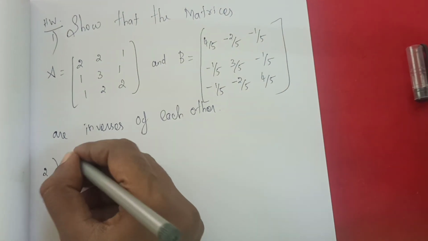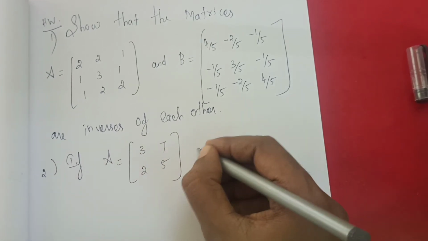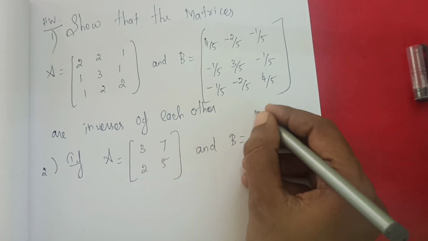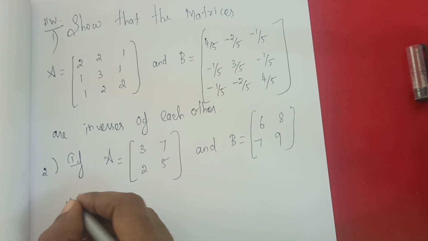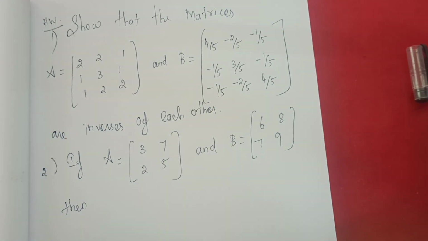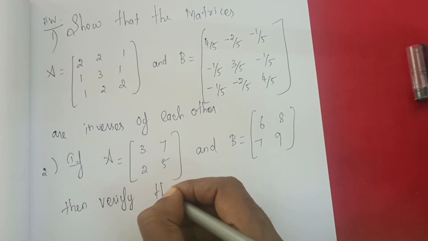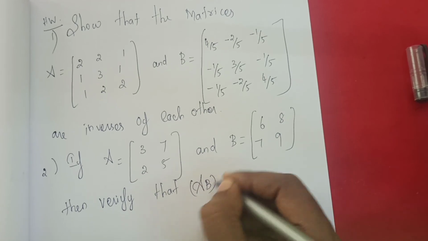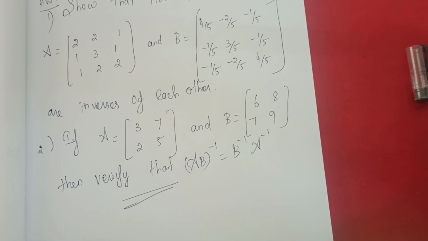Then one more. If A is equal to 3, 7, 2, 5 and B is equal to 6, 8, 7, 9, then verify that the inverse of AB is equal to B inverse into A inverse. These are the 2 homeworks. We did 2 problems today, so I have given you 2 related problems. Please write them down. If you have any doubt, you can ask me.